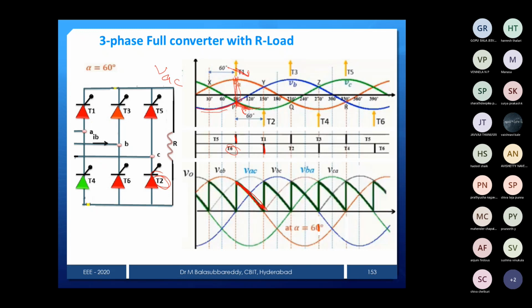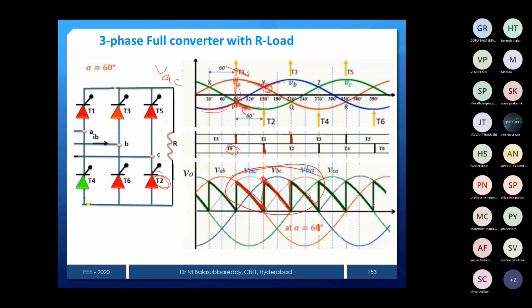Once this point is reached, what will happen? Now the pulse is available for the C phase negative device. That's why it is transferred to AC. Again, upper group devices. You can see at this point, in the upper group devices, B phase is more positive than A phase, but A phase only continues to conduct rather than the B phase, because the B phase firing pulse is available only here. That's why it will continue to conduct in the A phase. Like this, you can draw the waveform.